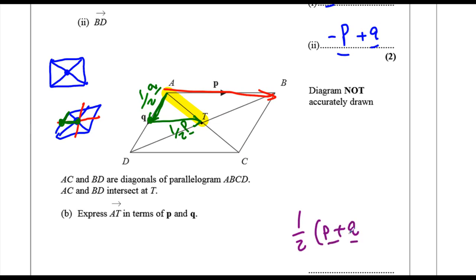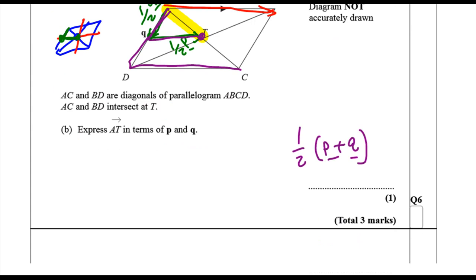Why does that work in theory? Because P plus Q, or Q plus P, would get you all the way across, and guess what? If you do that, you're going half of it. So that's another way you could have thought about it. It's really up to you.